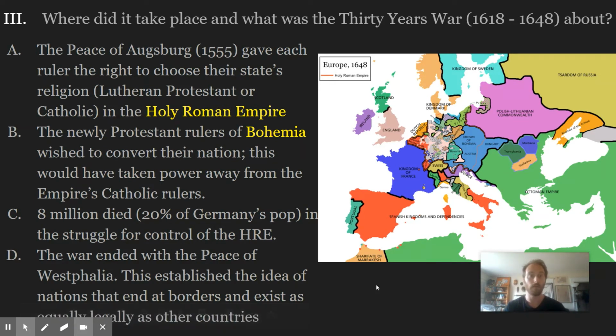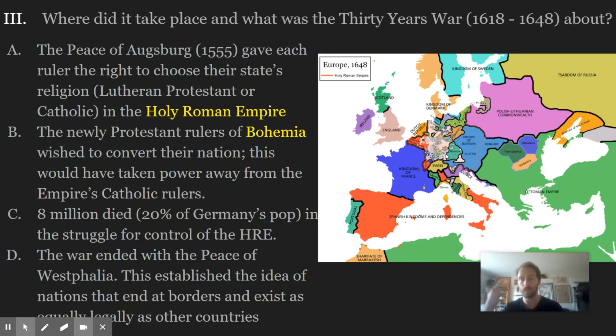So, importantly, this is a war about religion in some ways, but it's also about power. So, you're asked in your summative assessment, which was this more about? And, as everything in history, truthfully, it's both, and it's arguable. That's why you're arguing about it. But again, Bohemia, the modern day Czech Republic, you can see it's blue over here. They are trying to convert to Protestantism. And because of this, 8 million people die, 20% of Germany's population. It is just a brutal, brutal war.